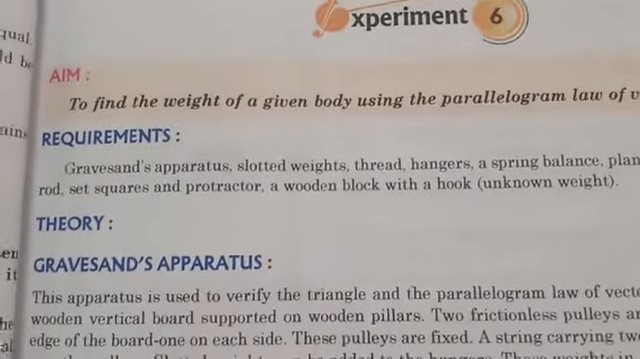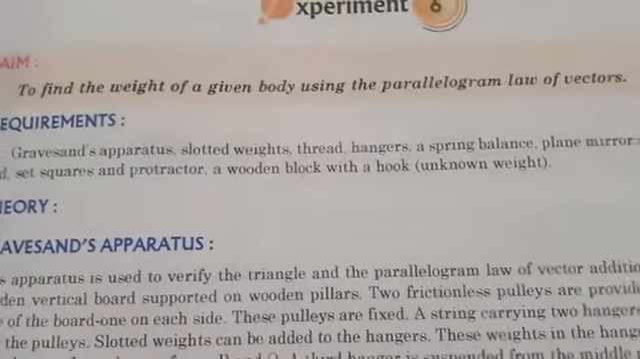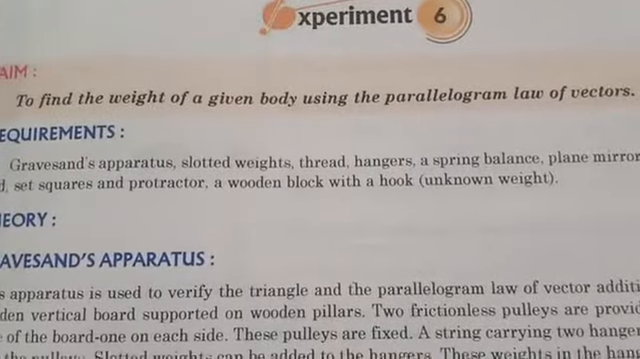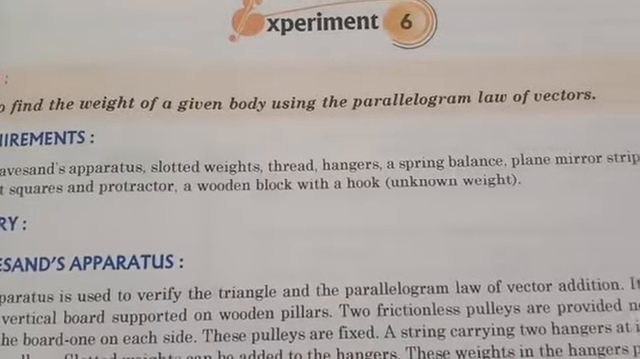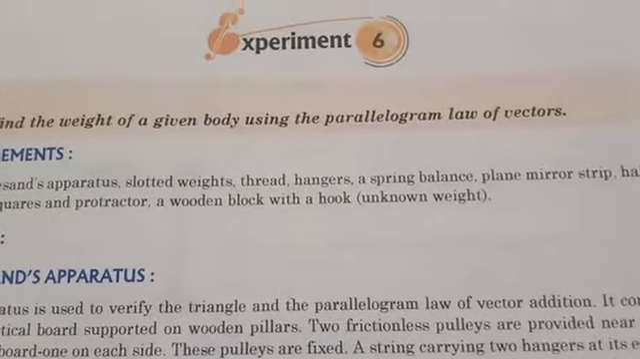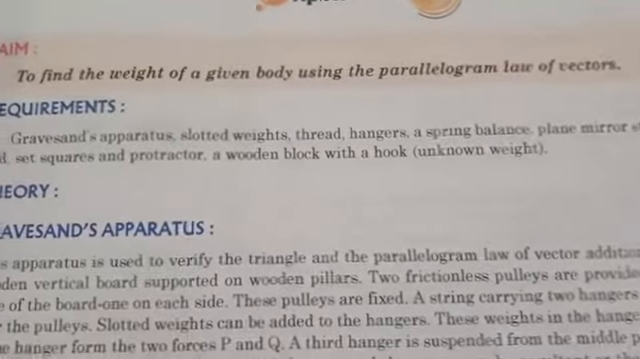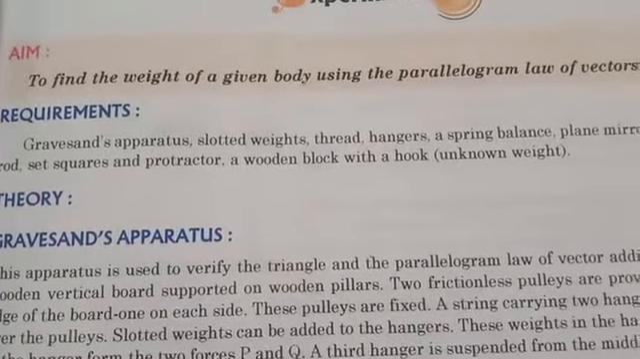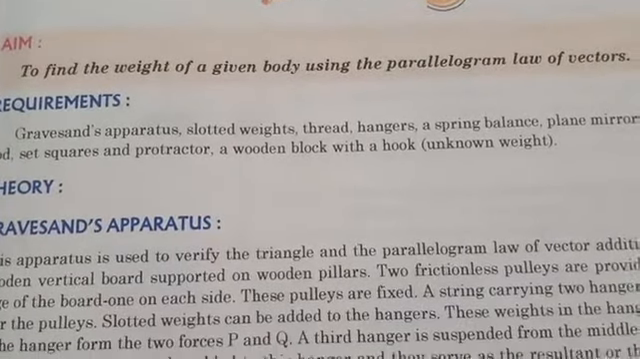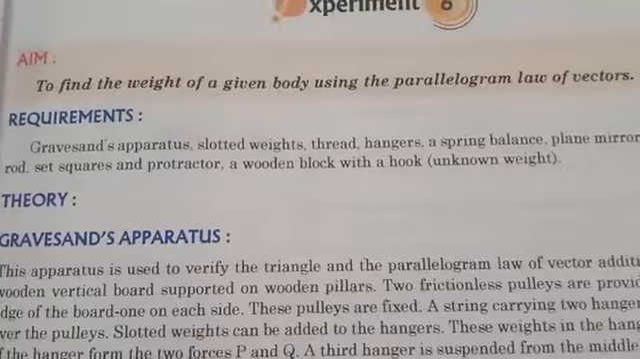So the apparatus required: we have a graphite apparatus, slotted plates, threads, hangers, spring balance, pen mirror strip, half meter scale, rod, set square, protractor, etc. You are seeing them on the screen.